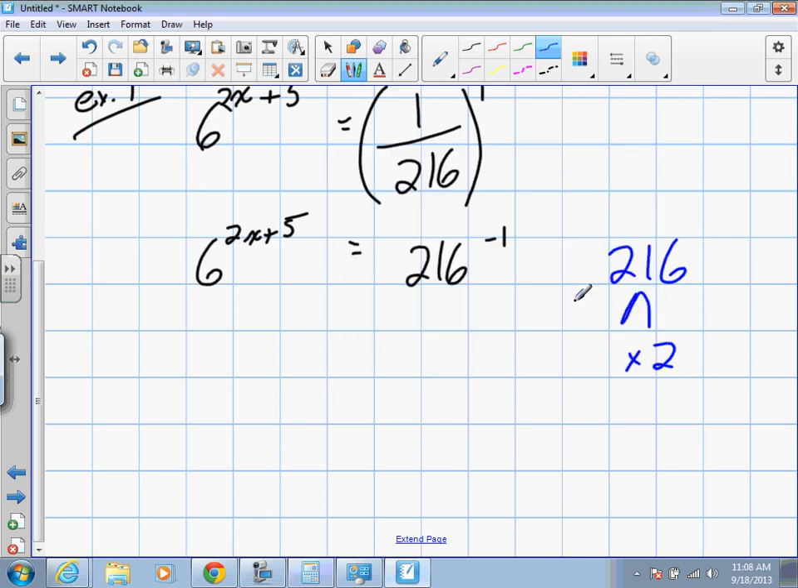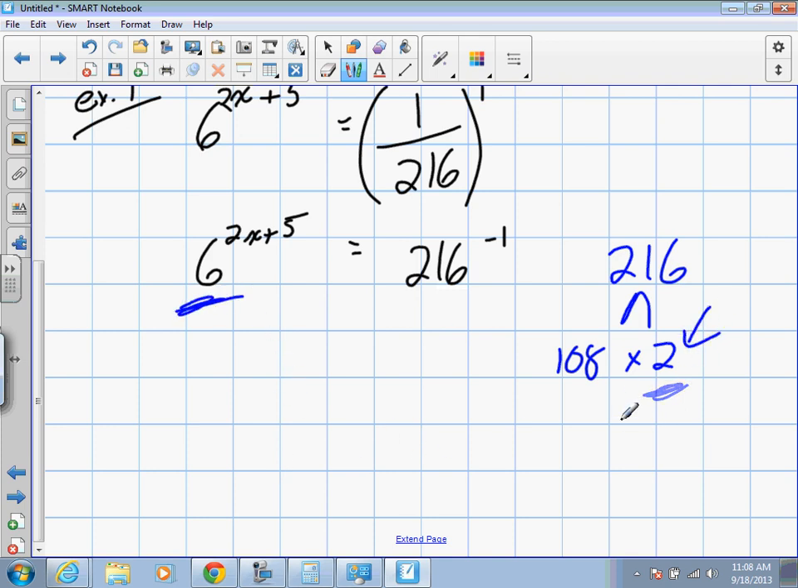But this is important. I did this step purposely. This number 2, what base are we aiming for? 6. Is 2 lower than 6 or higher? It's lower, so I've already passed 6. So this is not a good factor to use. We want to use a factor of 6, essentially. So let's see if we can divide 6 into 216 and continue to break it down that way.